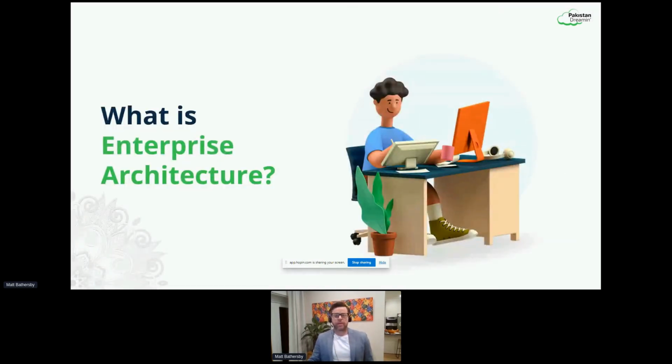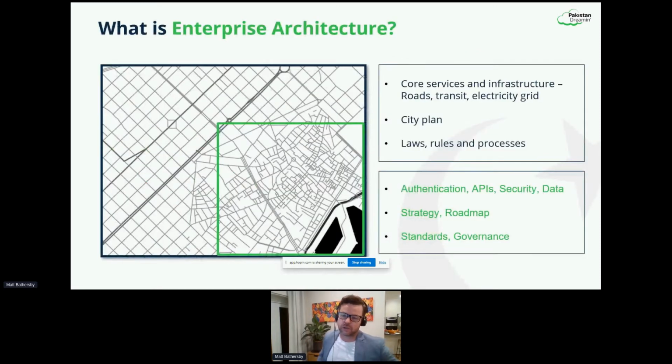I want to start with a quick overview of what enterprise architecture is. The VP of enterprise architecture at Salesforce is a gentleman called Brett Colbert, and he uses an analogy that I think is perfect for describing what enterprise architecture is, not just in the Salesforce context, but in the architecture context in general. It's likened to urban planning or city planning.